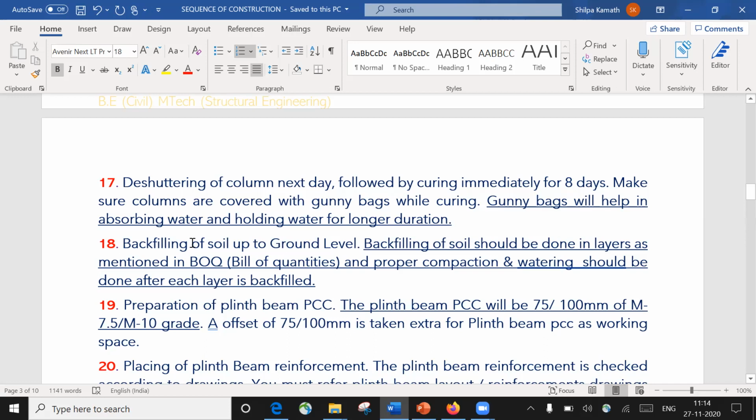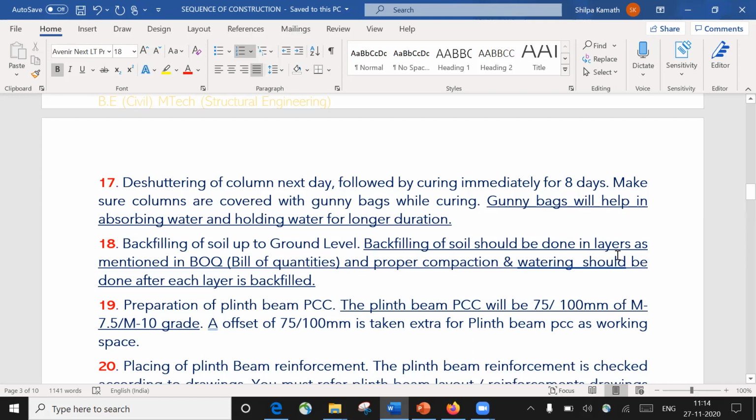So once that is done, next is backfilling of soil up to the ground level, right? See what we did actually. We started the excavation. From there, we went all the way down. We did a PCC, we did a footing, we put our column, and we have reached up to the ground level. So whatever soil we have excavated from there, we have to backfill it, right? Only then are you going to reach the ground level. So what we are going to do is backfilling of soil up to the ground level.